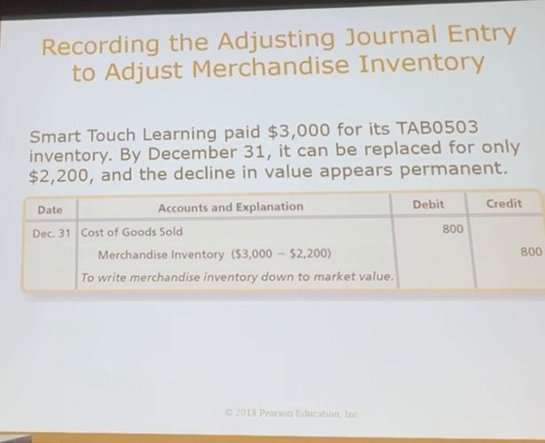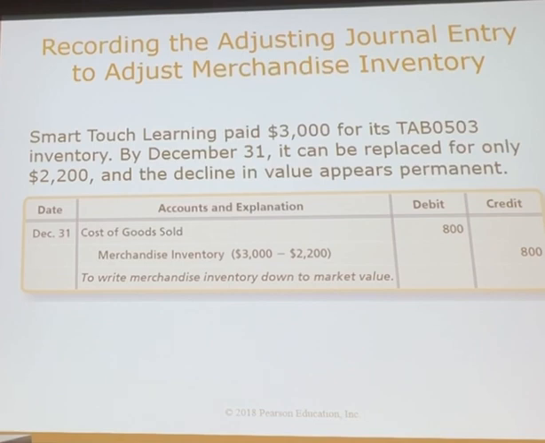Now, there's something really odd about the author's wording here because it says the decline in value appears permanent. It actually doesn't make any difference if the decline in value is permanent or not. You could remove that statement and it would still be true. If the cost has come down, you still have to, regardless, write down the value of the inventory.